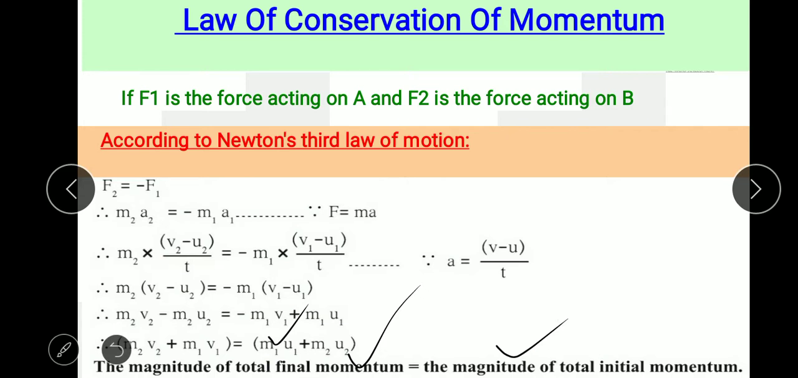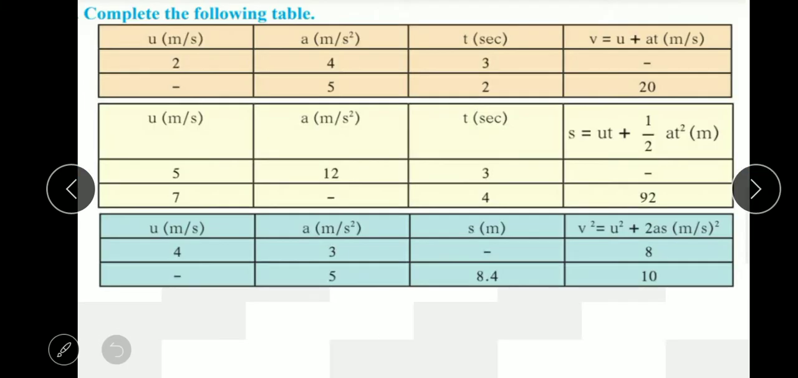That means there is no change in momentum, students. When we talk about total momentum, the total initial and final momentum are the same, and this is nothing but called the law of conservation of momentum, students. Law of conservation of momentum.